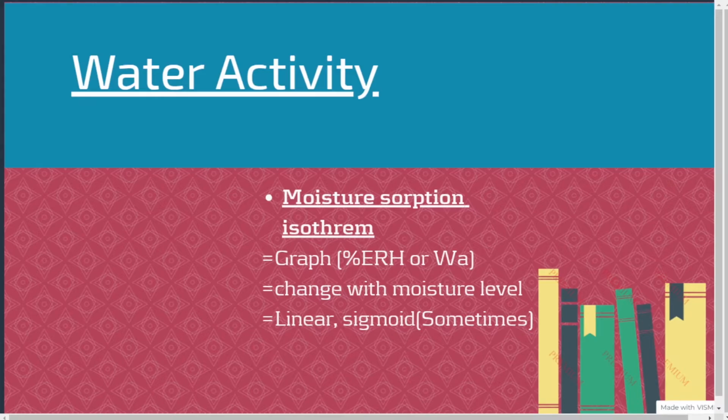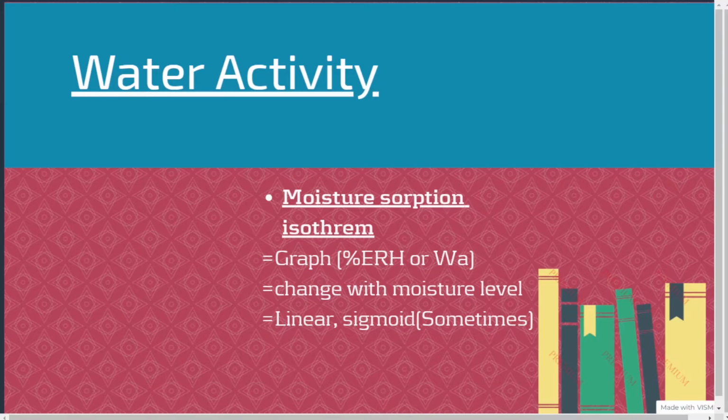We will learn just that within a few minutes, but as I have given this point before, let's finish this one first. Now, this moisture absorption isotherm. What is this moisture absorption isotherm? Basically it is a graph that represents percent change in ERH or water activity.